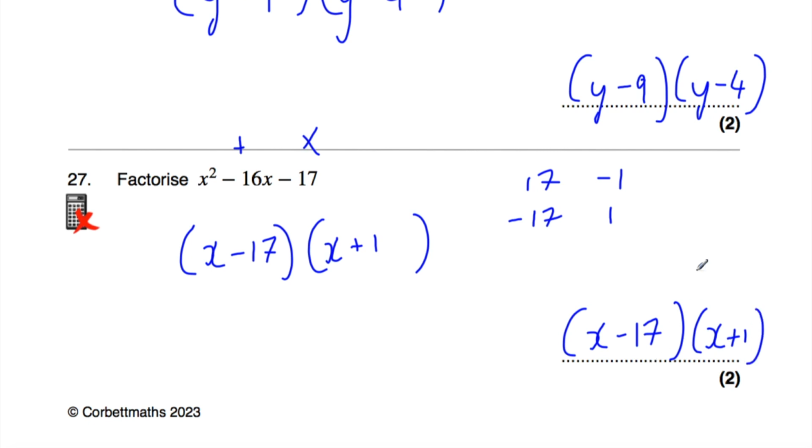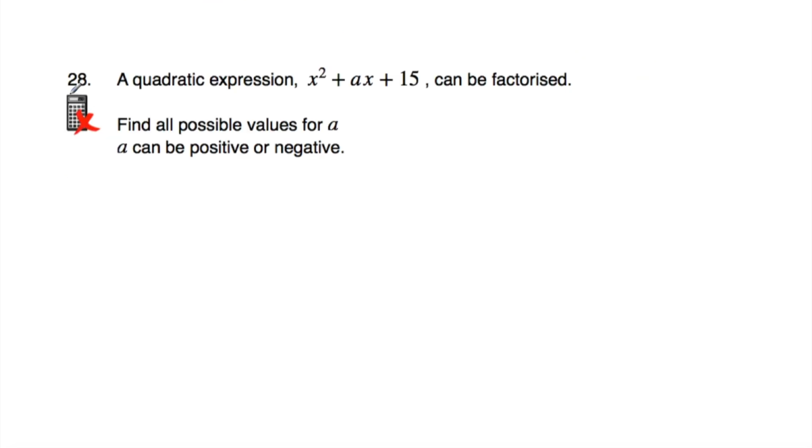And that's it. Okay, let's have a look at our next question. Okay, let's have a look at our last question, question number 28. Question number 28 says a quadratic expression, x squared plus ax plus 15 can be factorized.